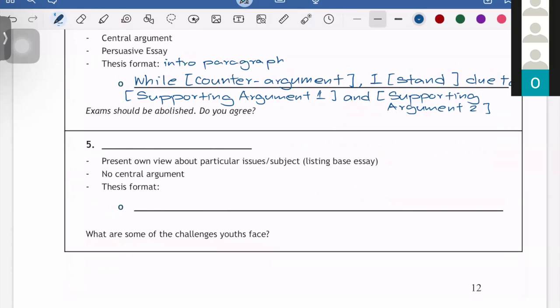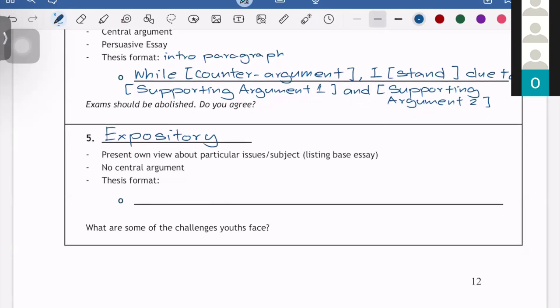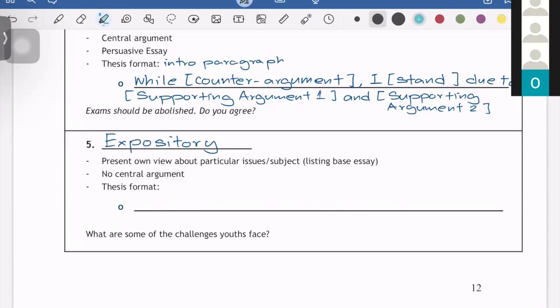Any clue what this type of essay is? No, it's not discursive. This is actually your expository. So what you have to take note of, expository is listing-based essay. So you're giving me reasons.